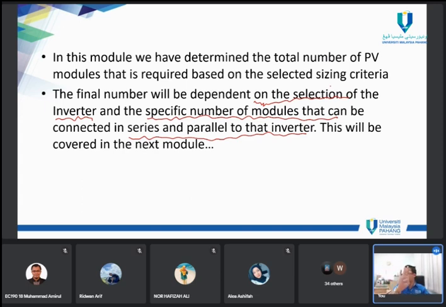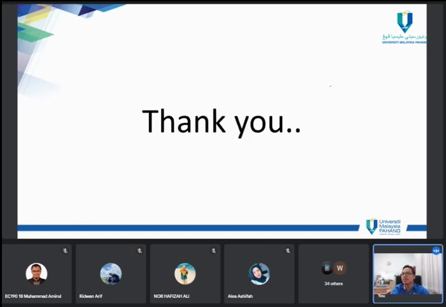So, based on three criteria first, we can get the rough number, the maximum number or the minimum number of modules we can get. Then after that, there will be revisions of the number of modules after we choose the inverter. So that is the next step. Next step, we are going to choose the inverter. In order to choose the inverter, there's a requirement there. Okay? Alright. Thank you.